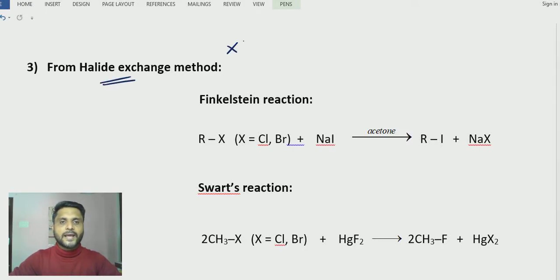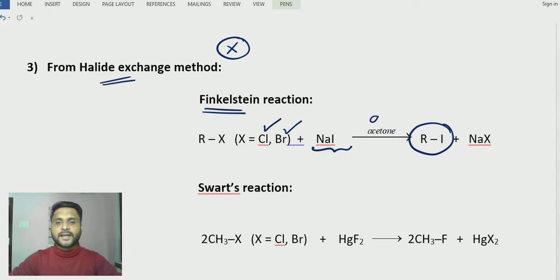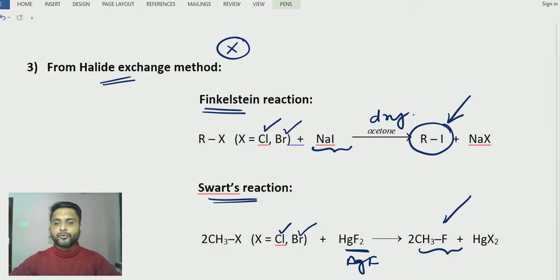That means one halogen is replaced by some other halogen. The first reaction is the Finkelstein reaction. Here alkyl chloride or alkyl bromides are converted into alkyl iodides in the presence of sodium iodide using dry acetone as the solvent. In the Swarts reaction, the alkyl chloride or alkyl bromides are converted into alkyl fluoride in the presence of mercurous fluoride or silver fluoride. So remember, Finkelstein to prepare iodides and Swarts reaction to prepare fluorides, starting with the chlorides and the bromides.